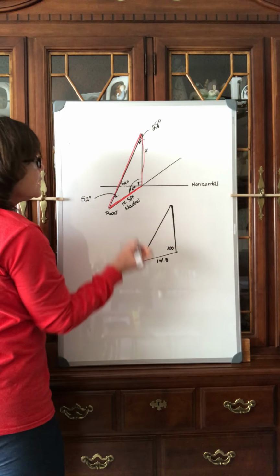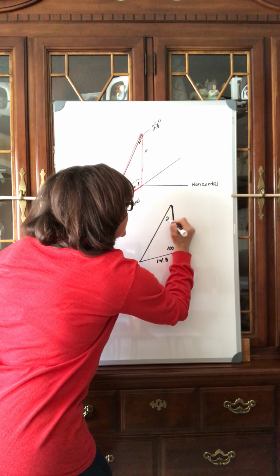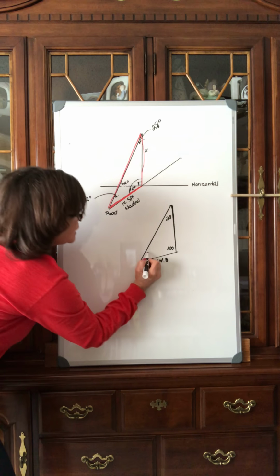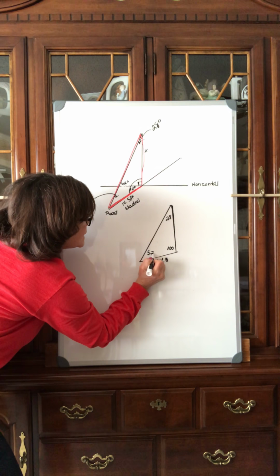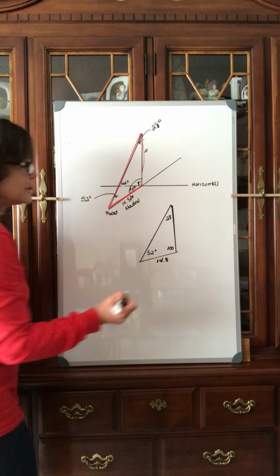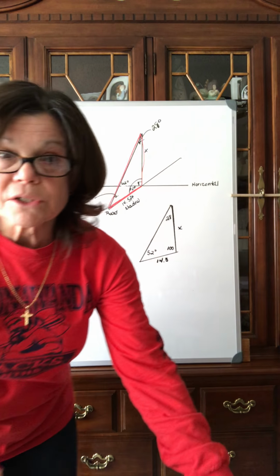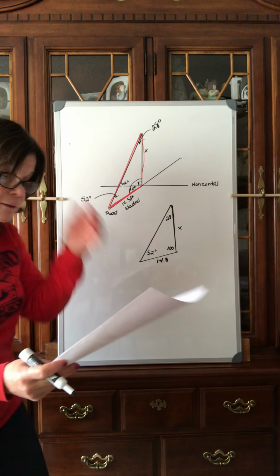Using the top triangle, 180 minus 90 minus 62, the number of degrees up here is 28 degrees. And then this angle down here is 52 degrees. And we have to find the height of the telephone pole, which I'm going to put over here. So now that I've analyzed the question, finally, I can get to using the law of sines.